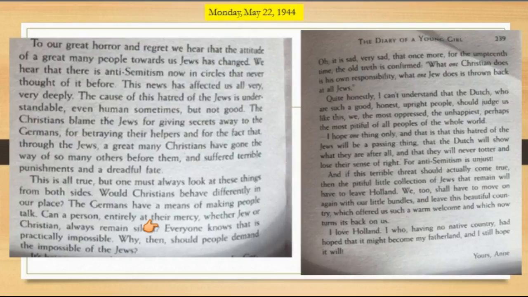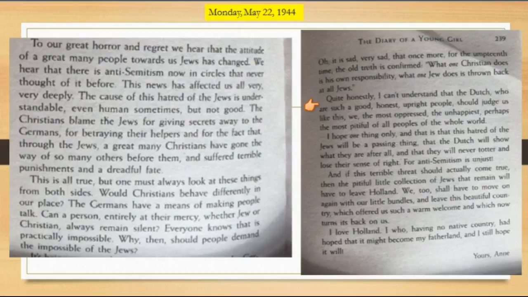Everyone knows that it is practically impossible. Why then should people demand the impossible of the Jews? Oh, it is sad, very sad, that once more, for the umpteenth time, the old truth is confirmed. What one Christian does is his own responsibility. What one Jew does is thrown back at all Jews. Quite honestly, I can't understand that the Dutch, who are such good, honest, upright people, should judge us like this. We, the most oppressed, the unhappiest, perhaps the most pitiful of all peoples of the whole world.